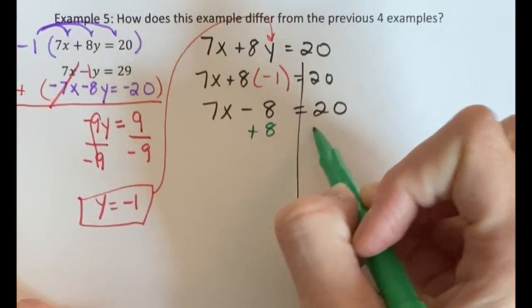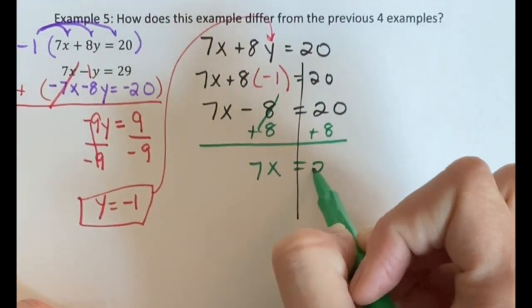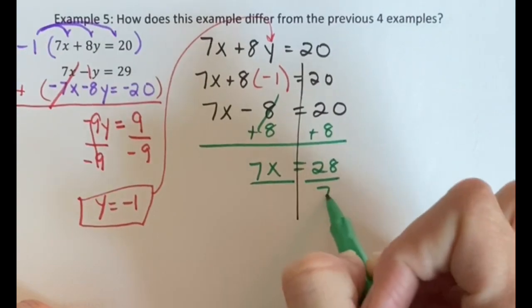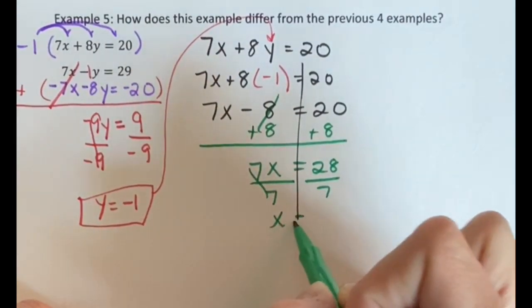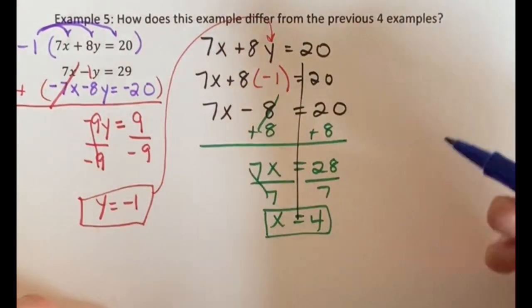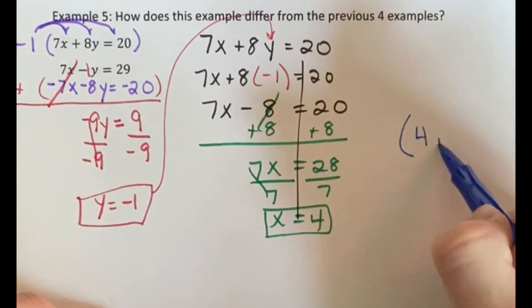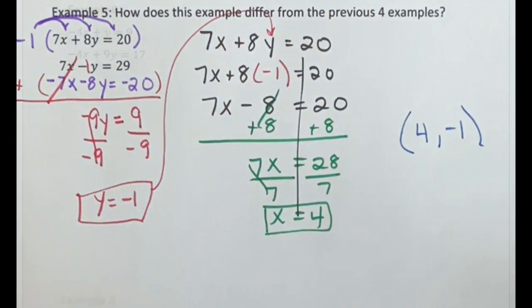Then we need to just solve this two-step equation. We add 8 on both sides. I get 7x equals 28. Divide by 7 on both sides, and x equals 4. So we need to put our answer as an ordered pair, and we get 4, negative 1.